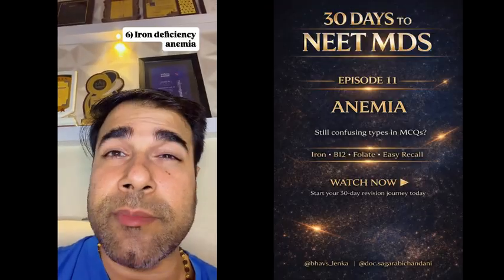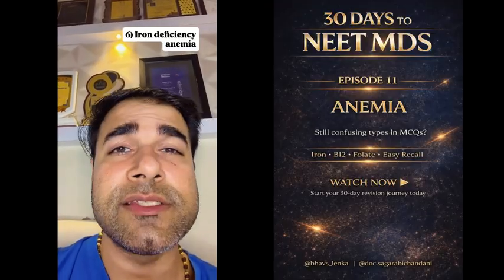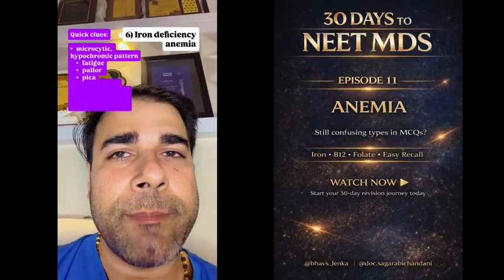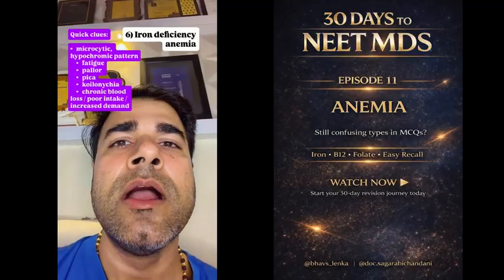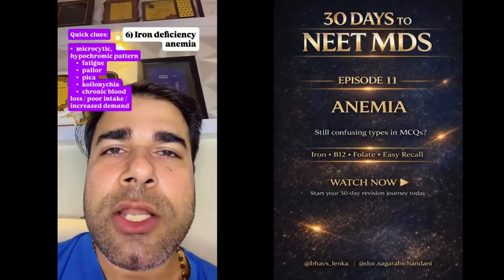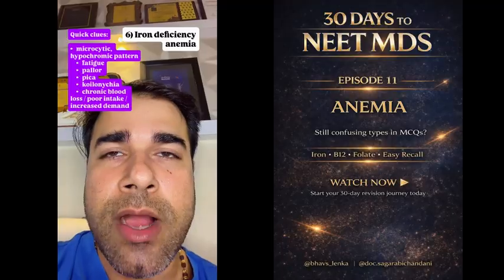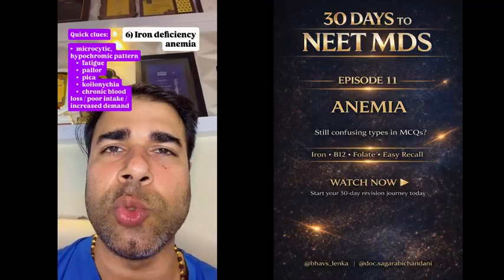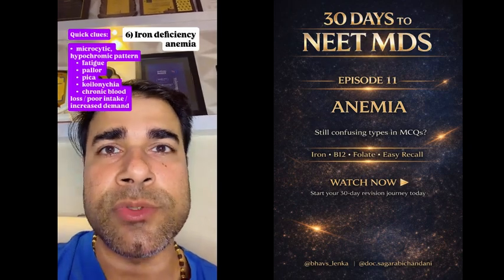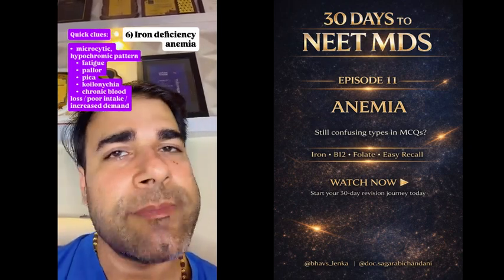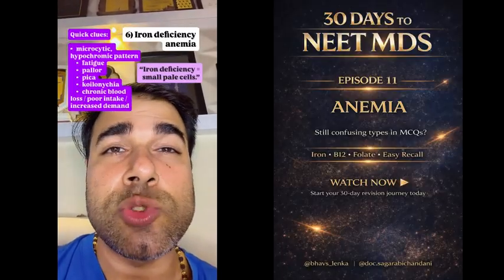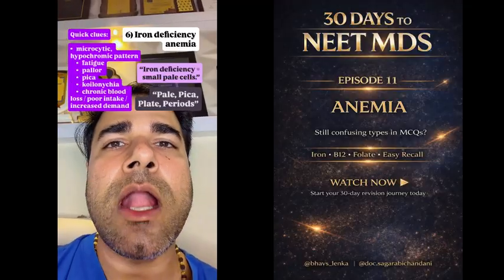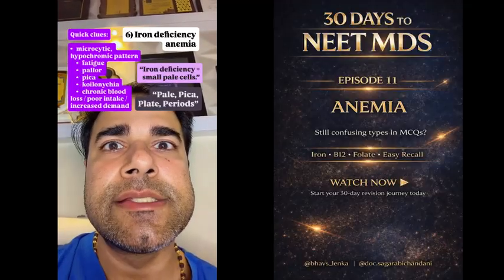Next, iron deficiency anemia, the most tested one. This is the first anemia students must lock. Quick clues: microcytic hypochromic pattern, fatigue, pallor, pica, koilonychia, chronic blood loss, poor intake or increased demand. Iron deficiency is classically microcytic and anemia symptoms commonly include fatigue, weakness, pallor and reduced exercise tolerance. The best memory line: iron deficiency is equal to small pale cells. Mnemonic for the clues: pale, pica, plate, periods.